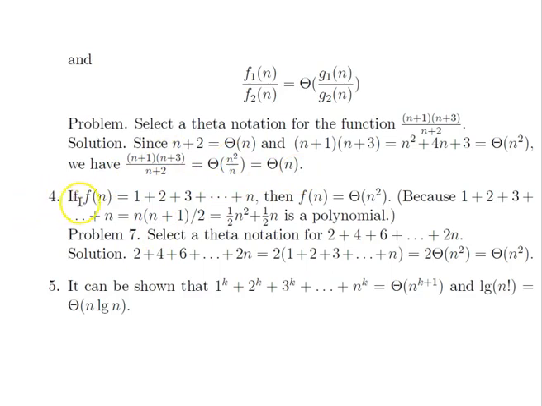Property number 4, if f of n is this sum of the first n positive integers, then f of n is theta of n squared. We can prove this easily because this sum is equal to this polynomial, and the polynomial has big theta estimate given from the leading term.